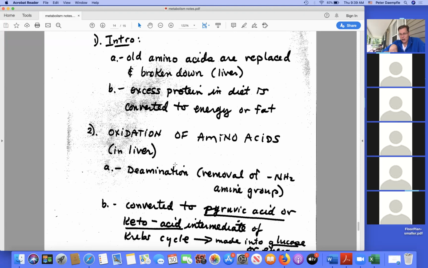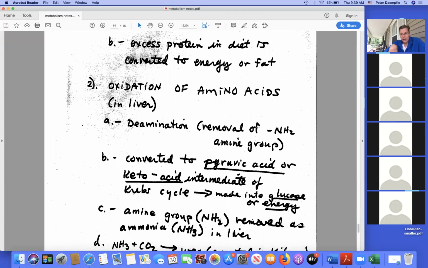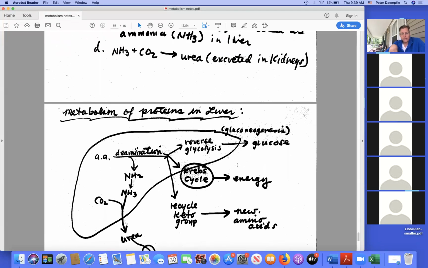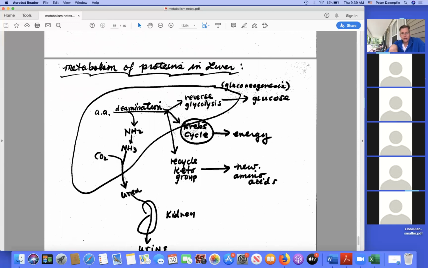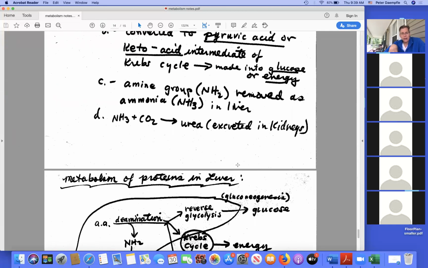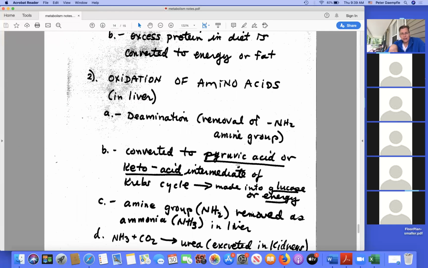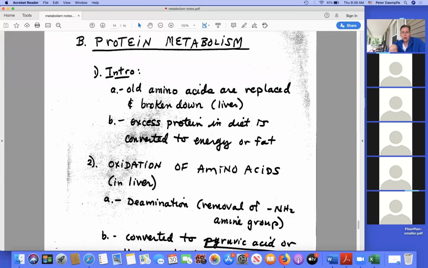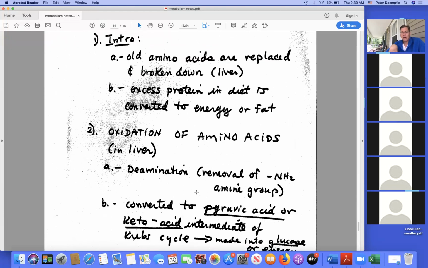How do we break down old amino acids? The answer is in the liver, the NH2 group is removed from the amino group, okay? If you remember that, let me show you the picture here. This is deamination. This is, of course, our last topic. How do we process proteins in the body? Old amino acids you got to get rid of. That's the building block of proteins. We remove the NH2 group from the protein.